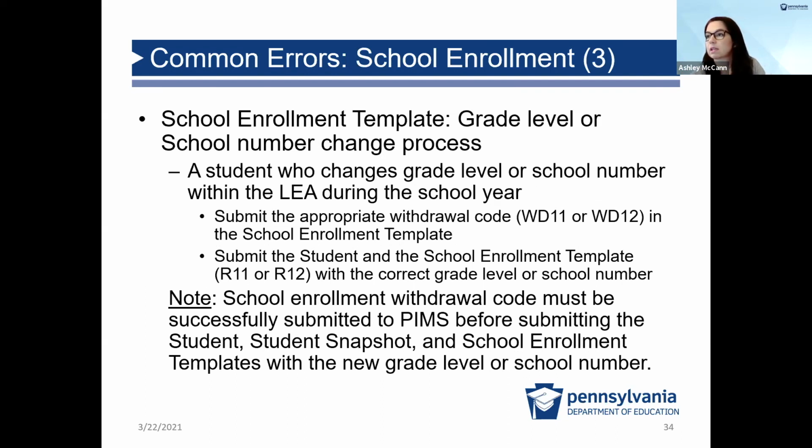So another one, grade level or school number change process. A student who changes grade level or school within the LEA should use the appropriate WD11 R11 or WD12 R12. The way that I always remember it is it's 1-to-1. So 11, 1, 1. They stay at the same school. And then 12, 1, 2, they go to another one. That's just me personally. But yes, the withdrawal has to be uploaded first, and it's expecting to see an R record after.